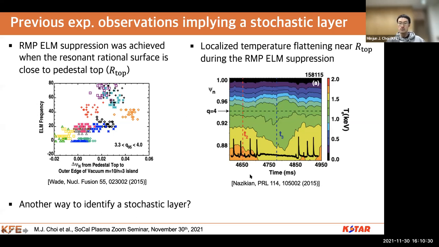In this work, people also show the temperature contour, shown in different colors in this graph, and you can see the temperature is flattened when the ELM is suppressed. So localized temperature flattening near the pedestal top was observed during the ELM suppression. And I'd like to ask if we have another way to identify this stochastic layer beyond the limitation of this profile diagnostics or simple correlations.